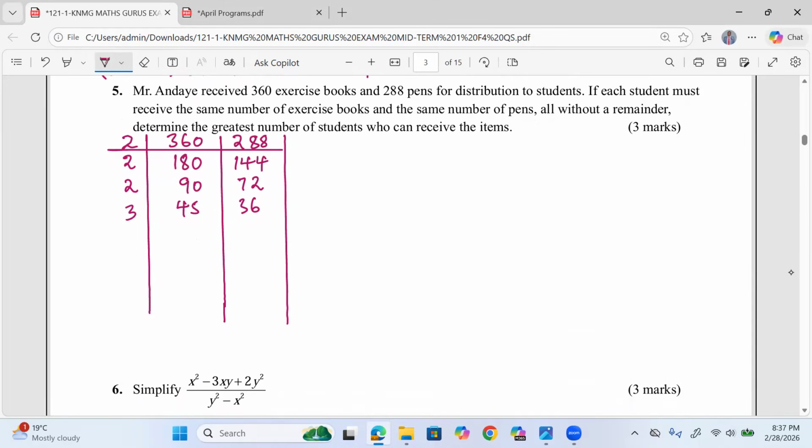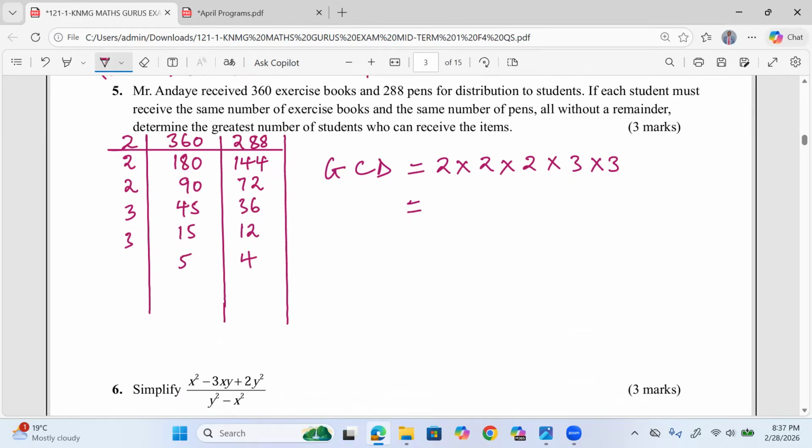Can we proceed to 3, ladies and gentlemen, to get 15 and to get 12? What about by 3 again to give us 5 and 4? You see, 5 is already prime, so we can't continue dividing any further. And so we will say that the GCD now is given by the shared prime factors, that is 2 times 2 times 2, then we multiply by 3 times 3.